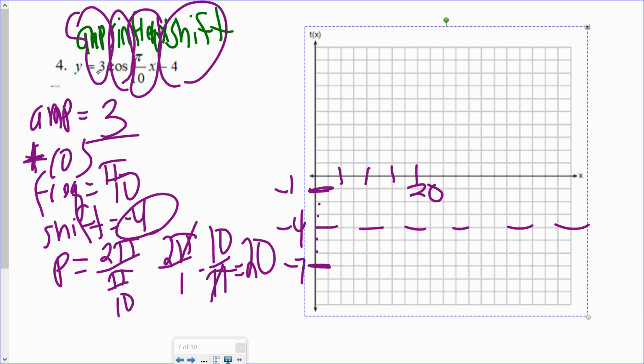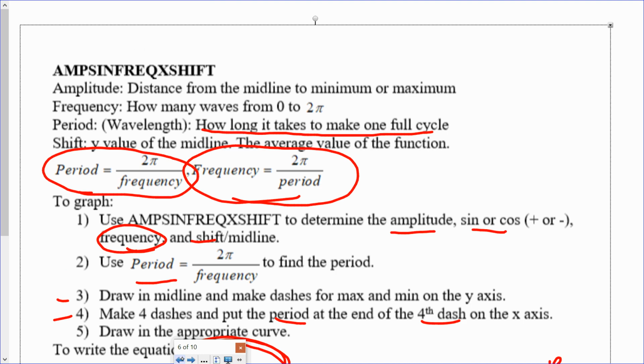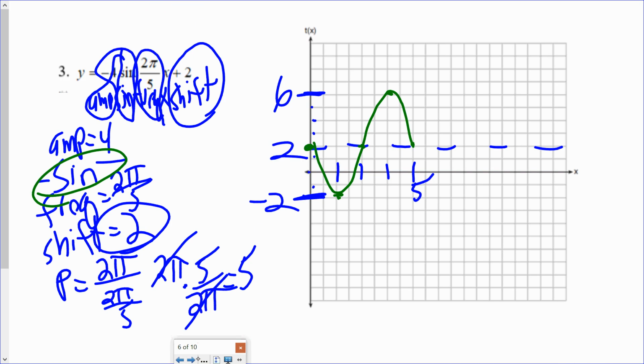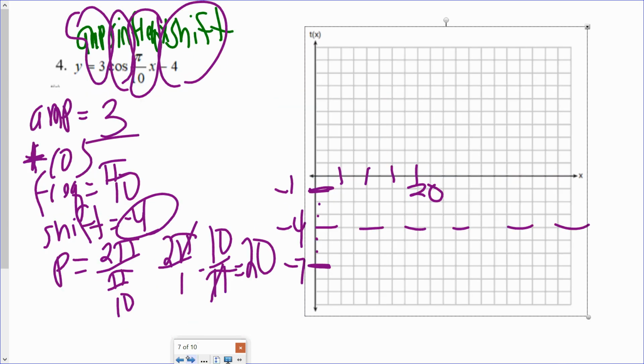Now that I have that, it's a positive cosine. Positive cosine starts at the max, then midline, then min, then midline, then max. So, max, midline, min, midline, max. And there it is. So those were 4 just straightforward graphs.